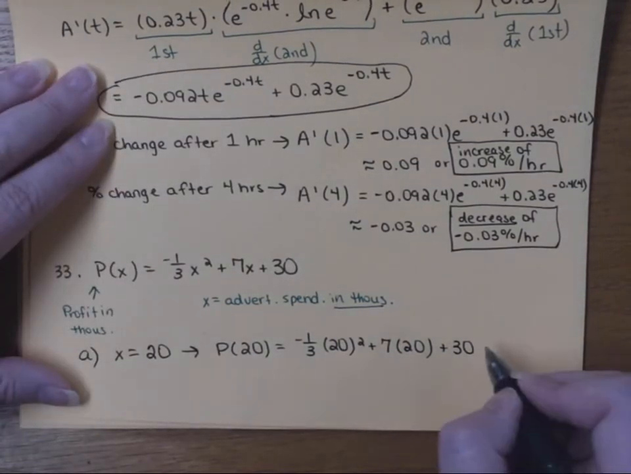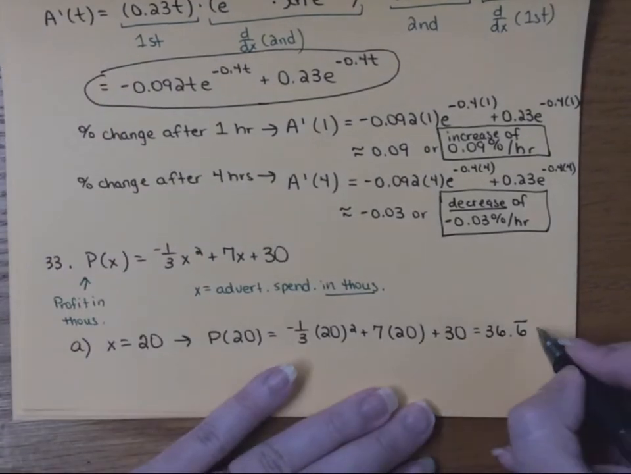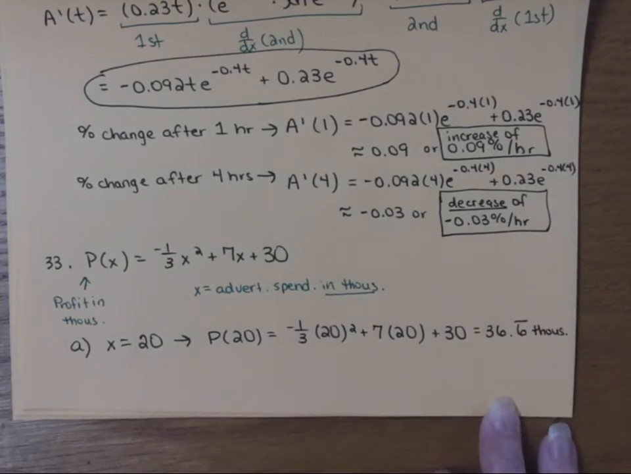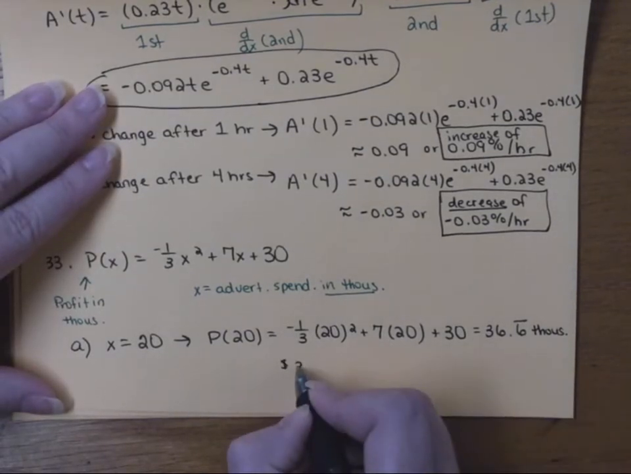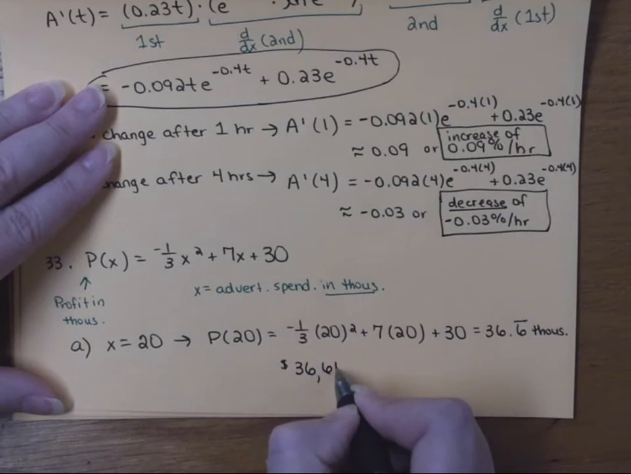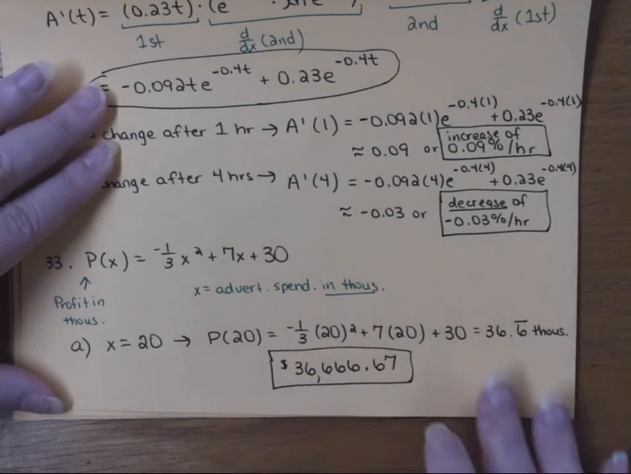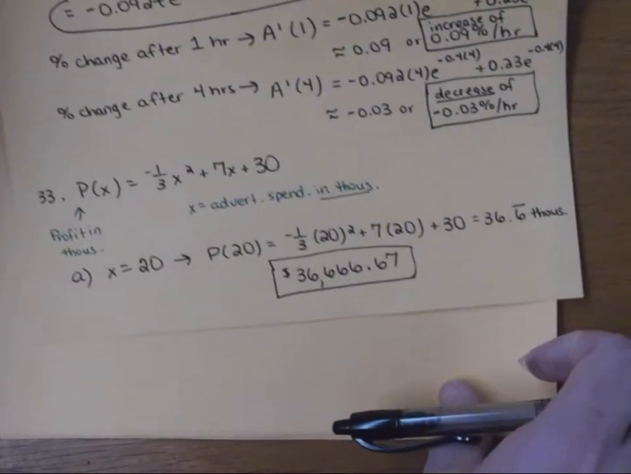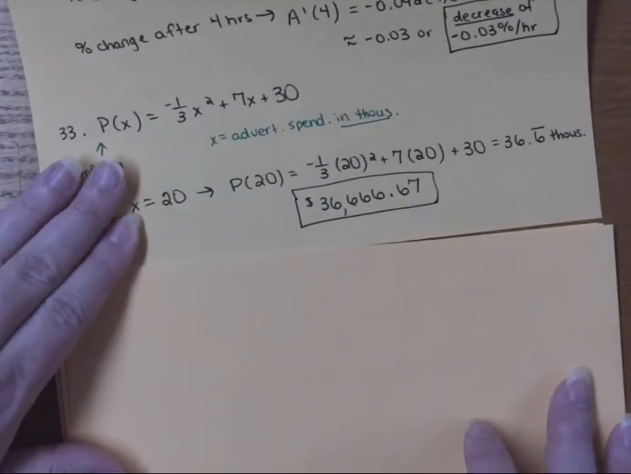So if you plug in 20, you're going to get 36 and then a bunch of sixes repeating. So make sure you know that this means thousands. Okay, so I don't want you to write 36.6 bar thousands. I want you to write that out as money. Remember, the bar means that there's a bunch of sixes. So it's actually $36,666.67. The last one bumps up to a 7 because there will be sixes after it that will bump it up, right? Anything 5 or higher rounds up. Okay. So the profit, if you spend $20,000 on advertising, is about $36,666.67.